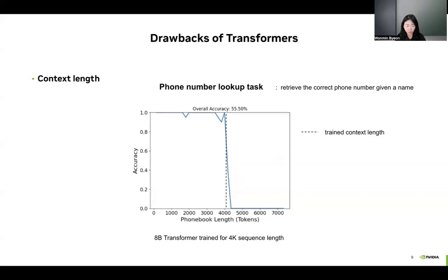This is one example. We trained this model with 8 billion parameters for a 4K sequence length. And this is the phone number lookup task. I will talk more about this task later, but basically it retrieves the correct phone number given a name. As you can see, accuracy is 100% up to almost 4K, and then it drops to 0 right after.